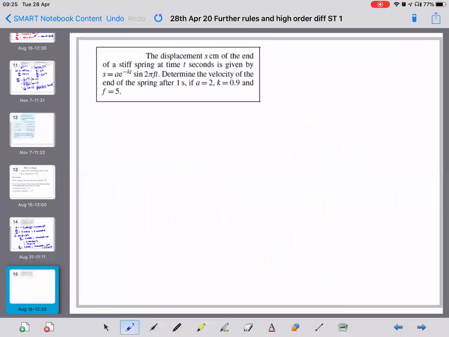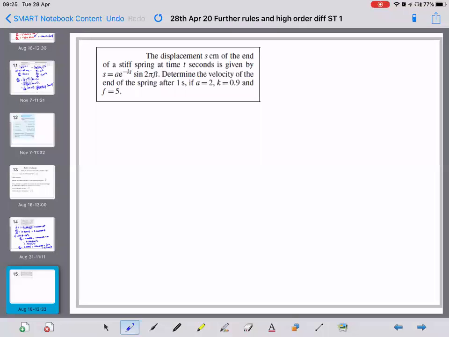Now, there's an important thing for me to point out to you here. We have a sine function. In terms of calculus, if we have pi involved and sine functions, we must have the calculator in radians mode. Can't have degrees in terms of the sine function or cosine function in calculus.